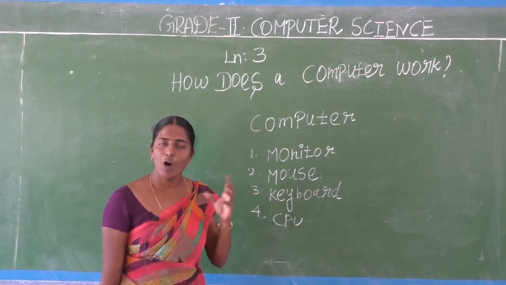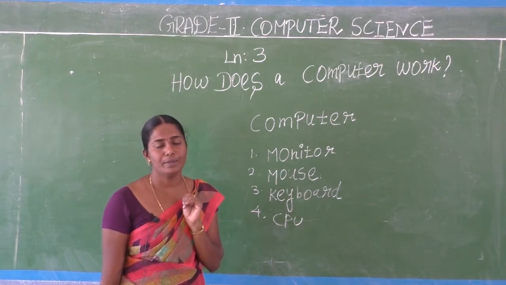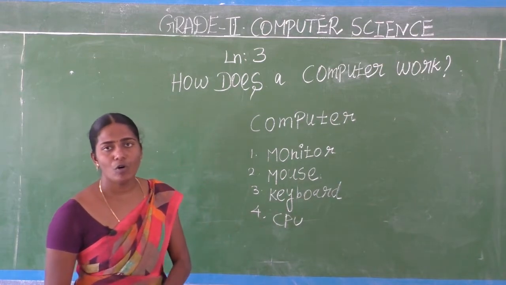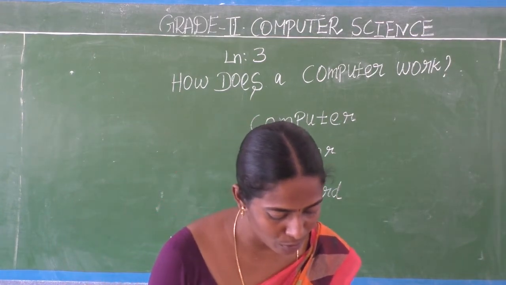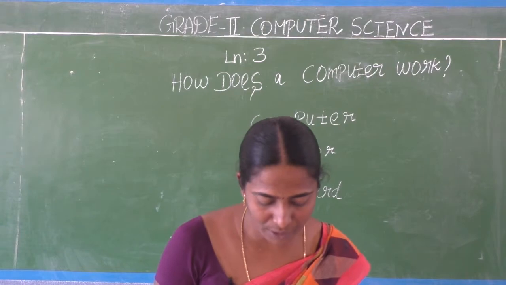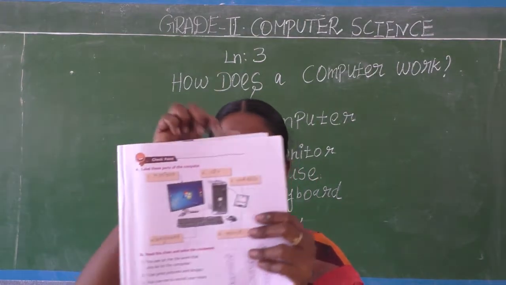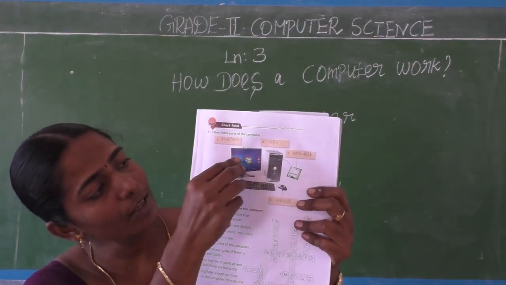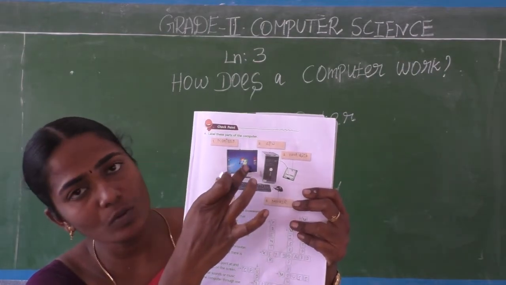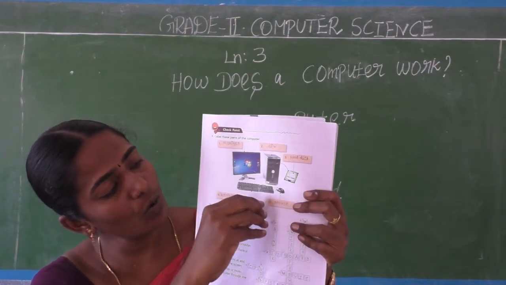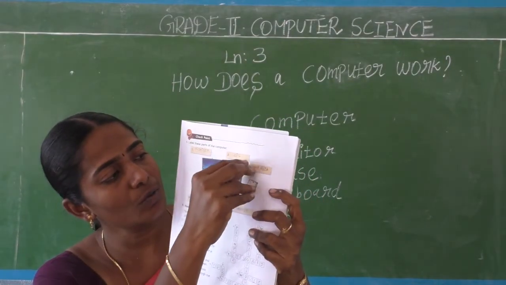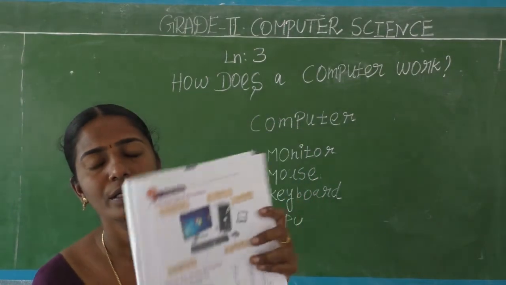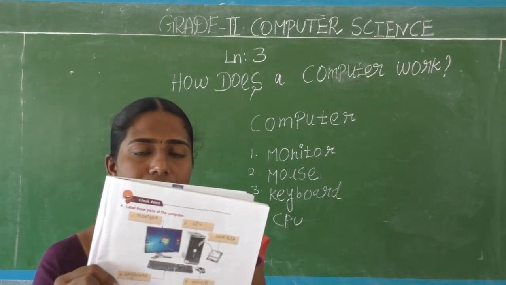How many main parts are here? In the previous class I said, four main parts. See, I am going to show the pictures also. What is this? This one, monitor. This one, keyboard. This one, mouse. This one, CPU.